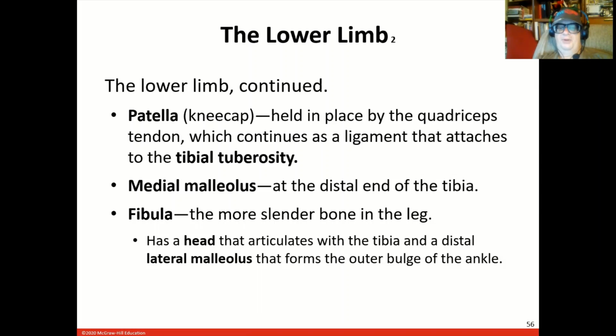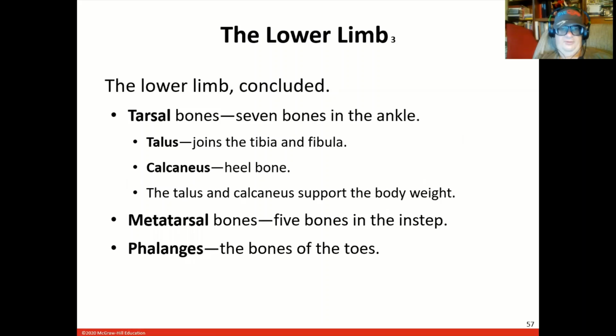At the bottom of the tibia, on the medial side, we have a malleolus. The fibula is the smaller bone, slender. The head articulates with the tibia. At the distal end, it has what we call the lateral malleolus. That's the bulge on the ankle, that little round thing on the side. Okay, yeah, let's move on.